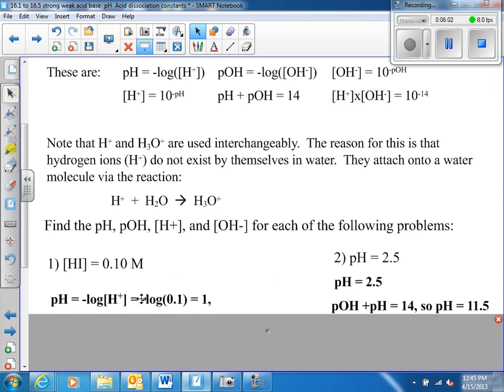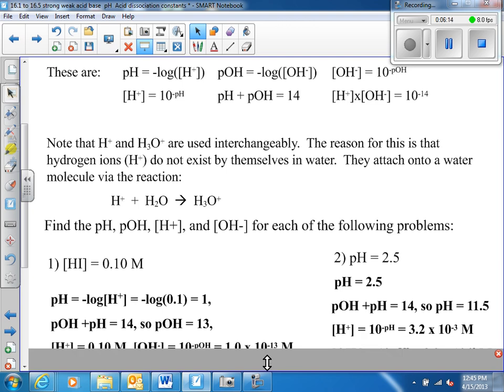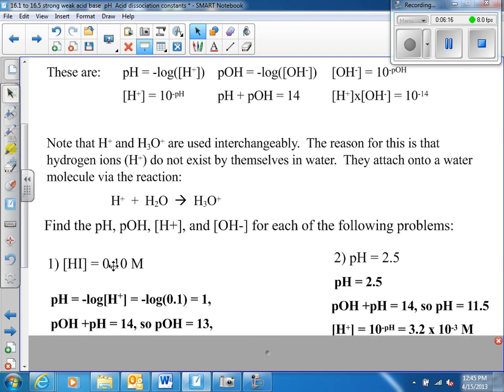Next is pOH. If you have the pH, it's easy. pH and pOH always add up to 14. So if pH is 1, the pOH has to be 13, right here. Ignore the right side. We'll go over that in a minute. And then we already said H plus was 0.1.